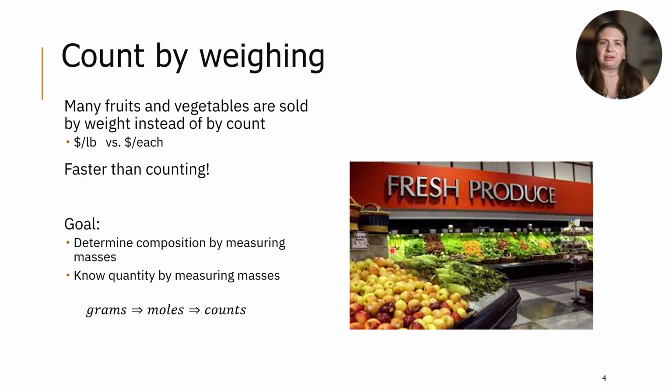This is similar to how produce is sold at the grocery store. Many fruits and vegetables are sold by weight rather than counting each individual item. A cashier does not need to count every grape or green bean. Instead, the total mass can be measured to determine the amount. In chemistry, we use mass measurements to determine how much of a substance we have and how many particles are present.